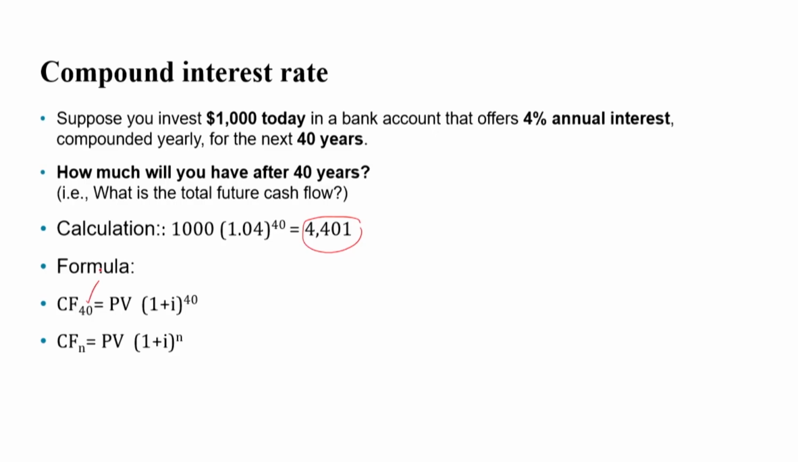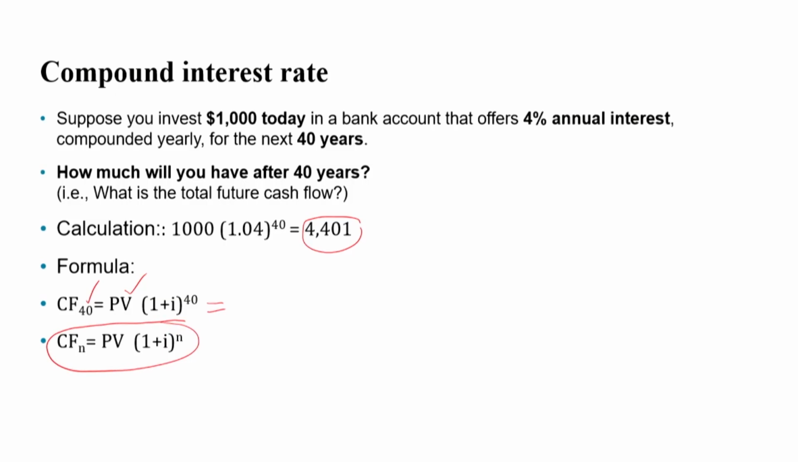So the formula here is that the cash flow for the 40-year period is equal to present value, which is 1,000, times 1 plus I, where I is 4%, 0.04, raised to 40. If you plug in these numerical values, you are going to get 4,401.